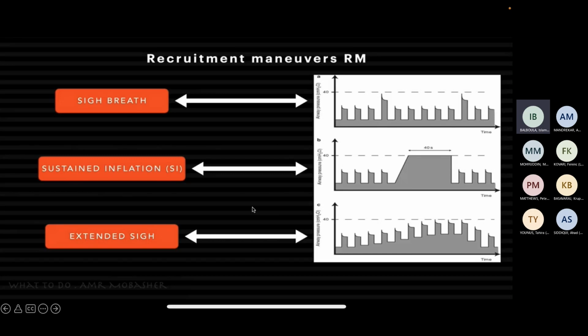Whatever the method for recruitment, studies failed to prove that recruitment maneuvers make any difference in terms of mortality. It might improve oxygenation, but only for a few hours. Then it deteriorates again with no impact on mortality.